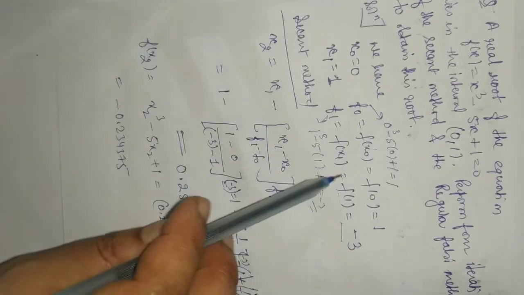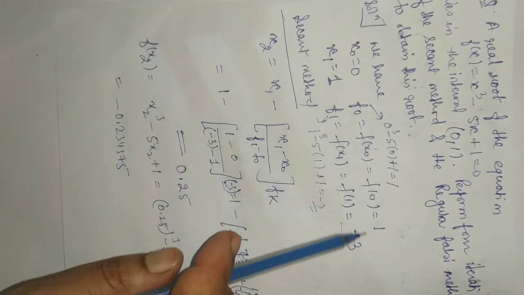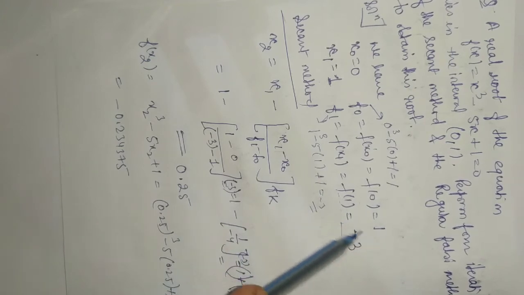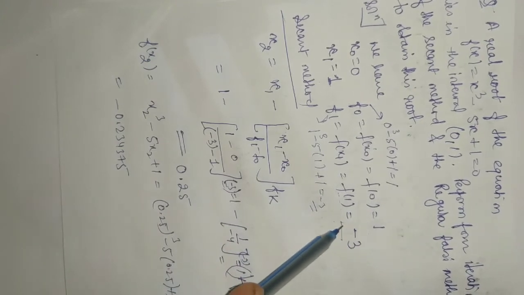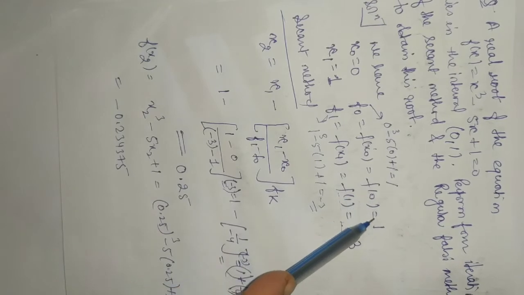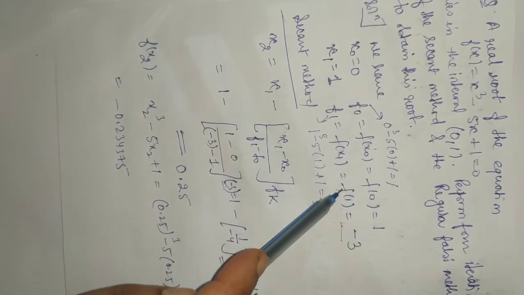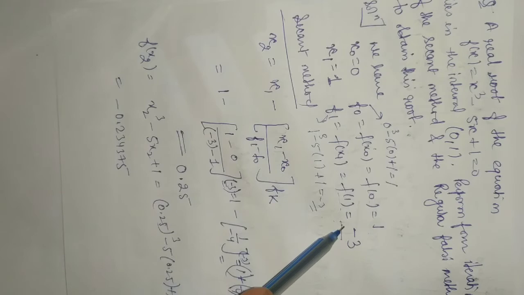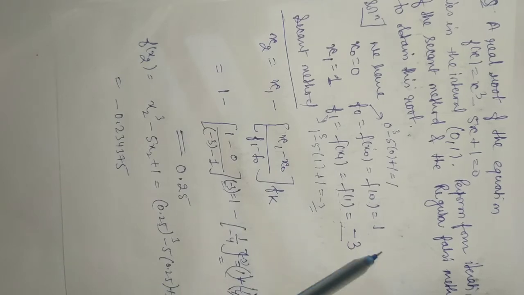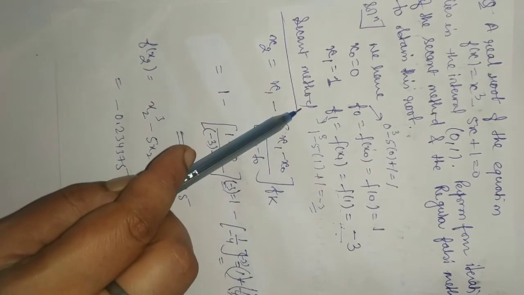Okay, so we got the values, and we see that both have opposite signs. The function at 0 is 1, which is positive. The function at 1 is minus 3, which is negative. Let's start with the secant method.